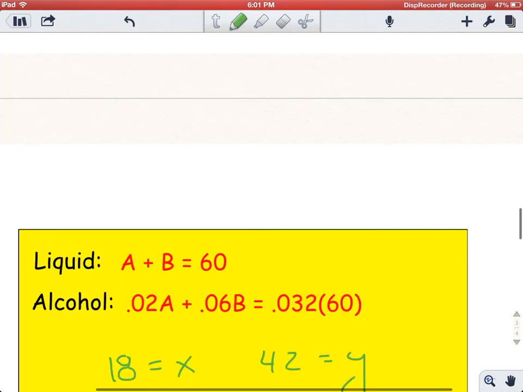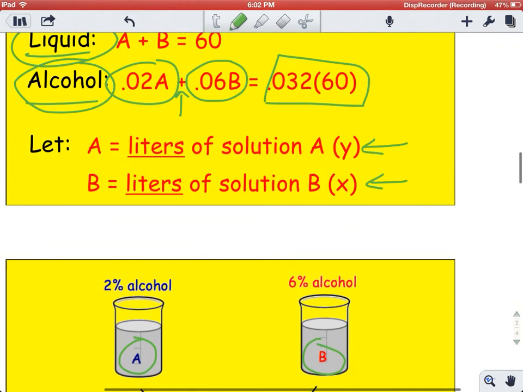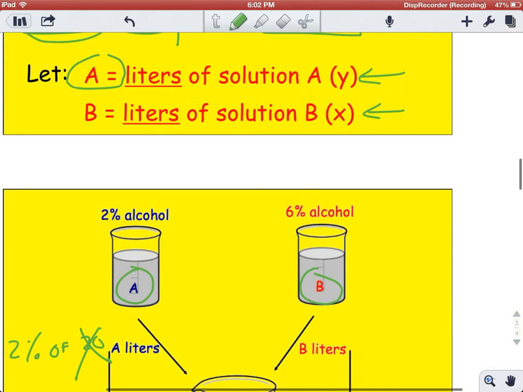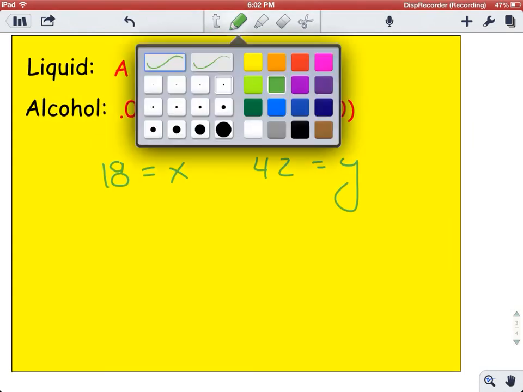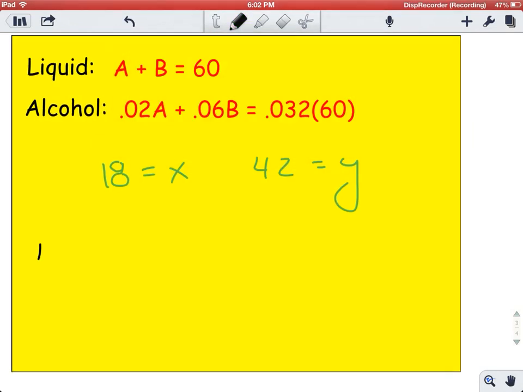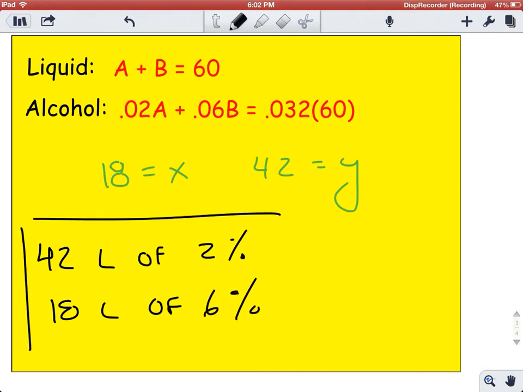And so, going back to our definition of variables, A was our Y variable, and A was our 2% solution. So how would we write a final answer? We would say 42 liters of 2%, and we would say 18 liters of 6%. And that's how we'd know. The A and B is kind of arbitrary. The X and Y is kind of arbitrary. I want to know what kind of concentrations I want to contribute.